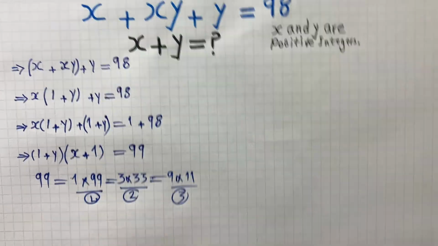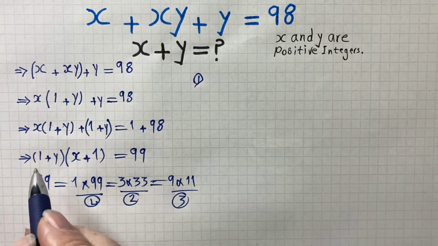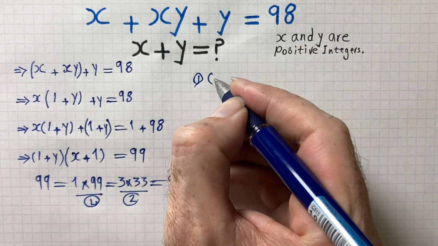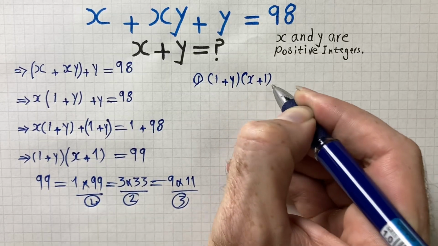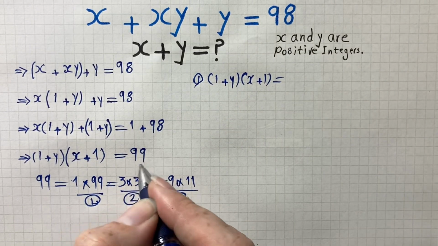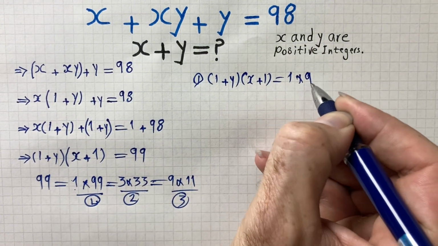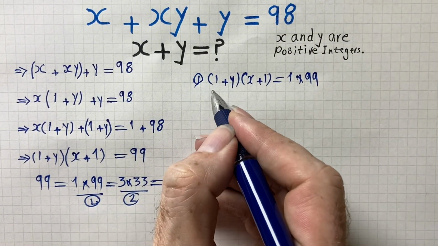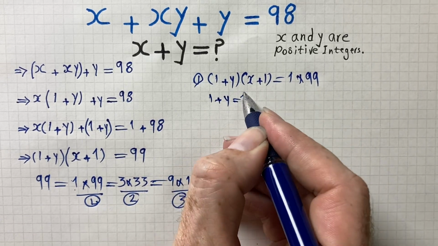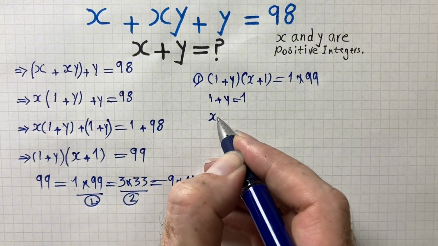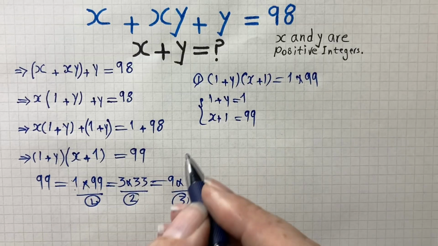Let's see case 1. In case 1, we have on the left hand side 1 plus y times x plus 1 equals 99. Instead of this 99, I write 1 times 99. So from this, I can get the result: 1 plus y equals 1. Also, x plus 1 equals 99. This is case 1.